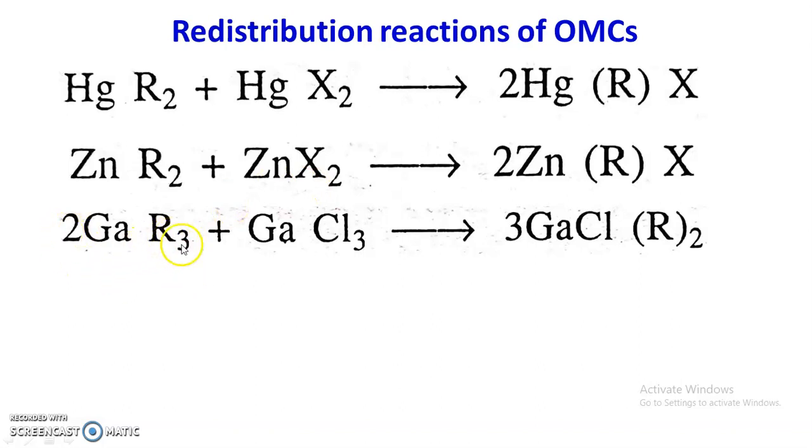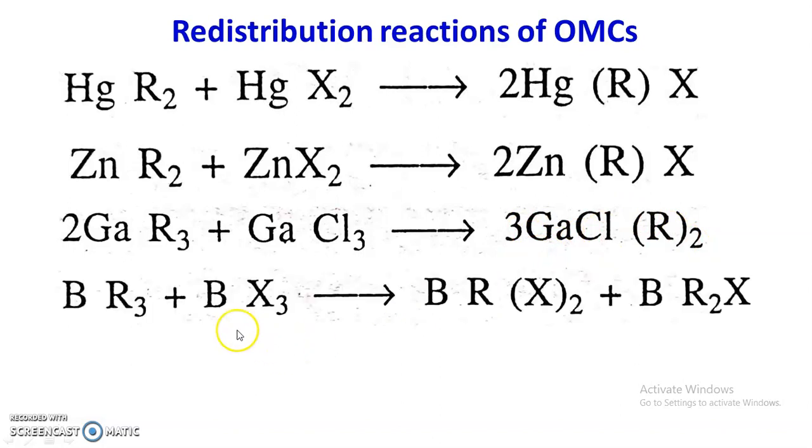Similarly, when trialkyl or triphenyl gallium, especially this R group of gallium, it is butyl or phenyl. That is, when triphenyl gallium or tributyl gallium is mixed with trichlorogallium, then there is an exchange of halogen and alkyl group between two gallium atoms, and we get a new organometallic compound, that is diphenyl chlorogallium. Three molecules of this diphenyl or dibutyl chlorogallium are formed.